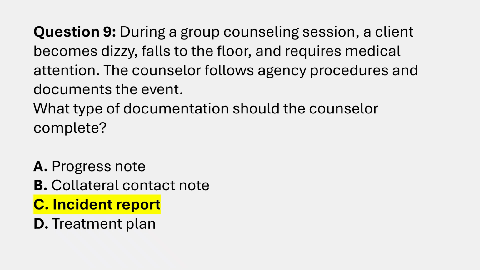Incident report. C is correct because an incident report is used to document unusual events, accidents, injuries, safety concerns, emergencies, or other significant occurrences that happen during treatment. A is incorrect because a progress note documents counseling services, interventions, and client progress rather than unusual events or emergencies. B is incorrect because a collateral contact note documents communication with outside individuals or agencies involved in the client's care. And D is incorrect because a treatment plan outlines treatment goals, objectives, and interventions and is not used to document emergencies.